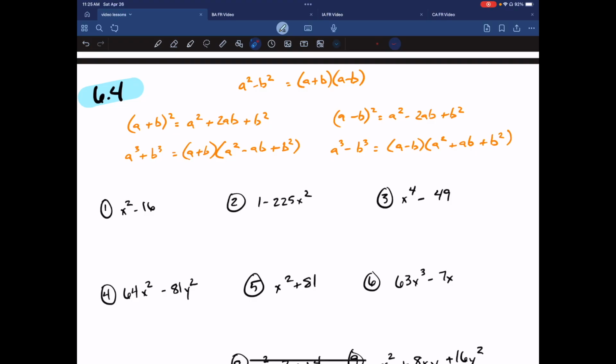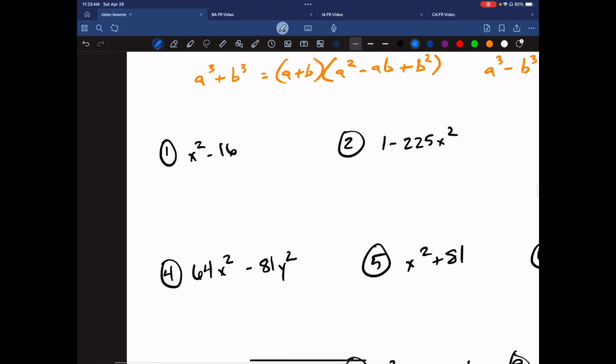Now, you can factor these on the second line and get (a plus b) all squared and (a minus b) all squared. However, you can factor these by hand, even with the AC method. I don't recommend it. I also recommend learning these, but you must learn the first line and the third line. So let's get started.